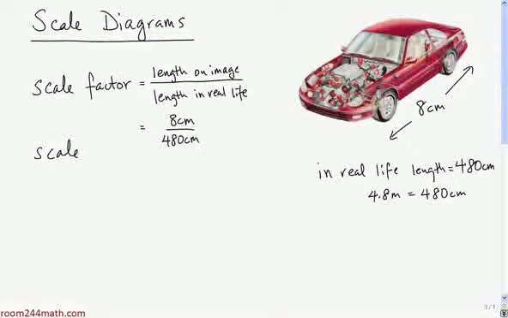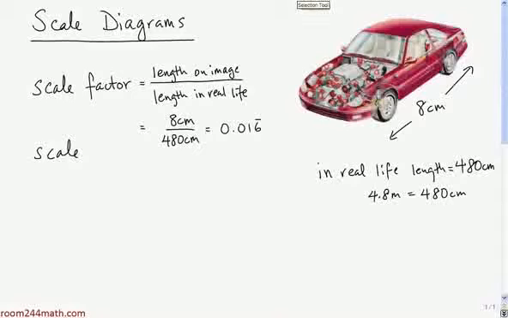Now, there's a lot of different ways to write scale factors and scales, which are essentially the same thing, but the different ways you'll see in different contexts. One way is just simply to divide 8 by 480 and write it as a decimal. And you would get, in this case, 0.016, but the 6 is repeating. So this is convenient for some applications, but not particularly convenient for other applications.